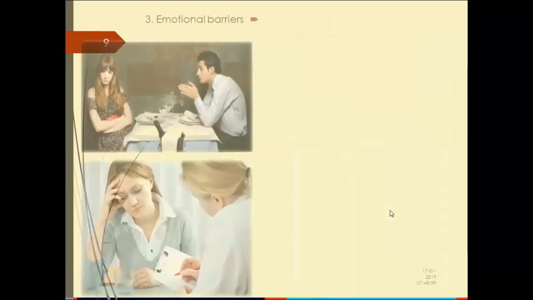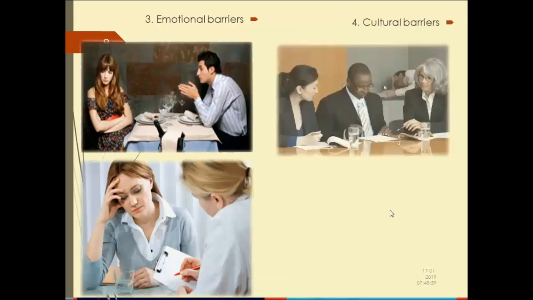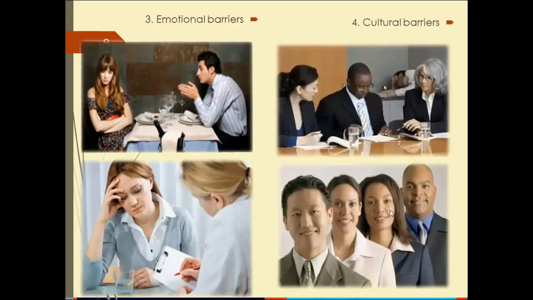Number 3, emotional barriers. Let's say they are married and they have a problem. She's upset, right? And he's trying to explain things. Most likely, probably he'll end up sleeping by himself tonight, right? On the couch or something. Maybe.